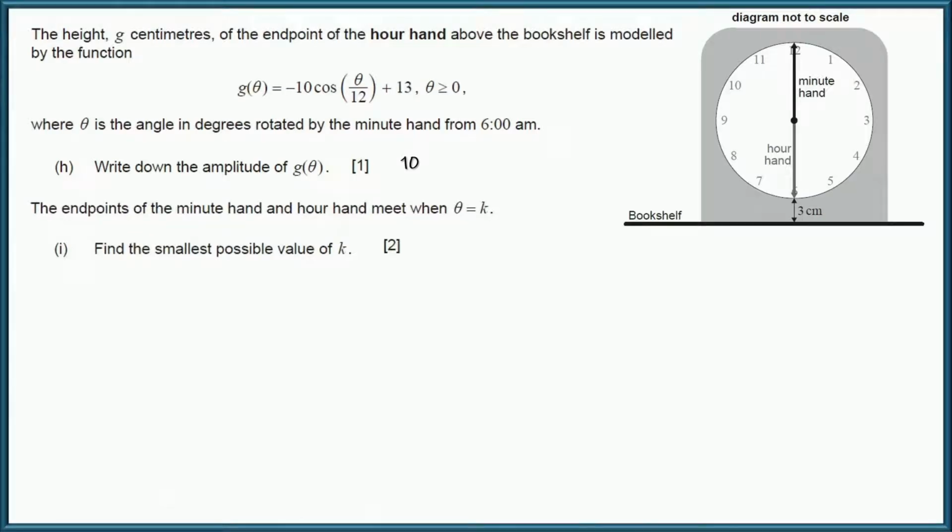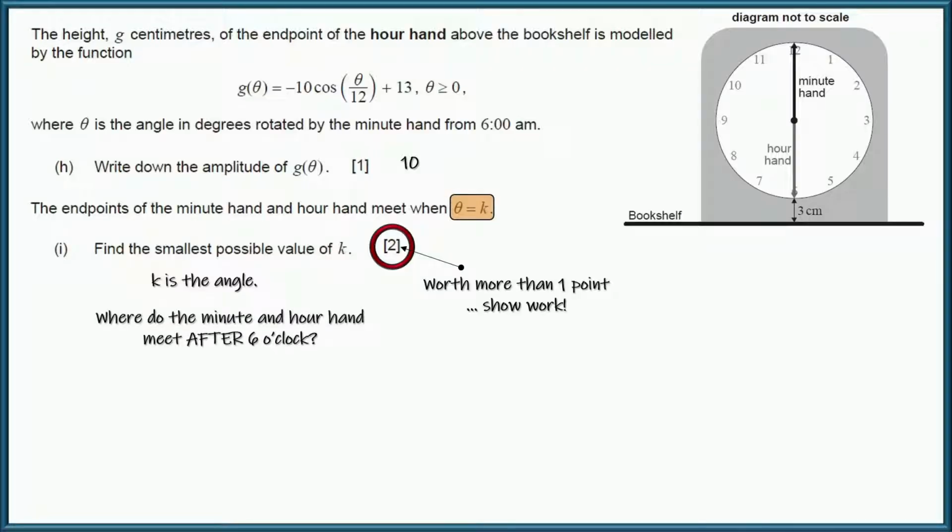Find the smallest possible value of K. So when's the first time that they meet? Now, this is worth more than 1 point, so we're going to have to write some stuff down. Now, K is an angle, right? And where do the minute and hour hand meet after 6 o'clock?